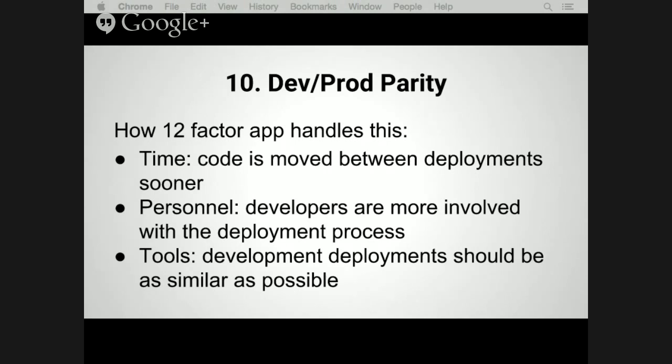And so how does the 12-factor app handle this? The time gap is solved by moving code between deployments sooner. So instead of it being months before code goes from development to staging, it may be hours or days. And the personnel gap: developers are more involved with the deployment process. So it's not just your ops that are handling that. You can walk up to a developer and say, hey, we need to publish this. Can you do it? And then the last one is the tools gap.